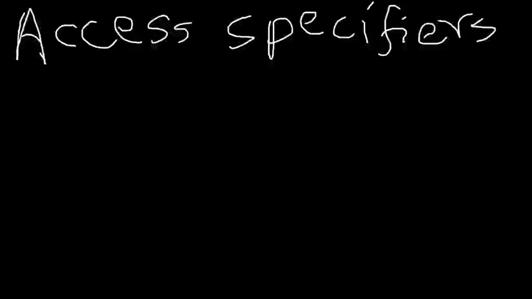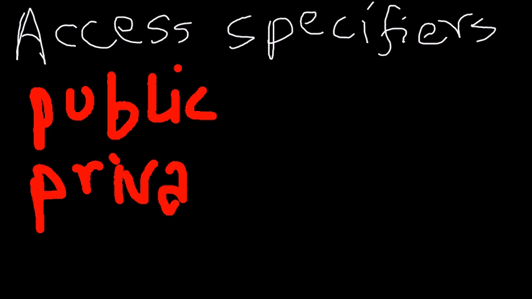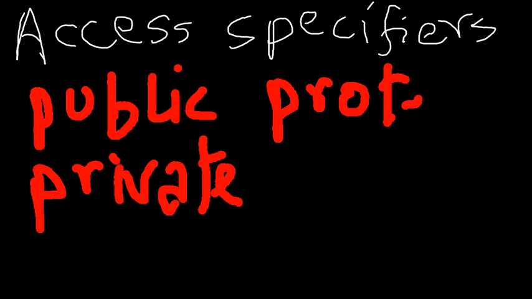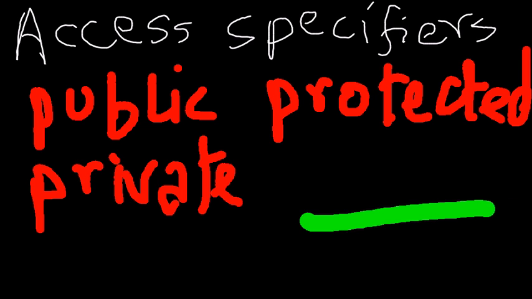Now essentially there are 4 types of access levels and 3 modifier keywords, and these keywords can't be used as variable names, you should remember that. So the first one is public, second one is private, third one is protected, and the last one is separate.